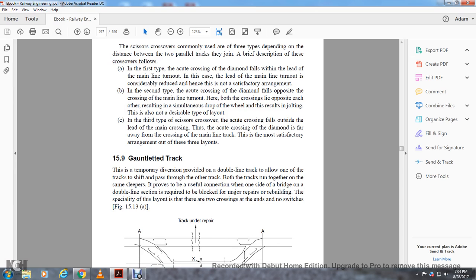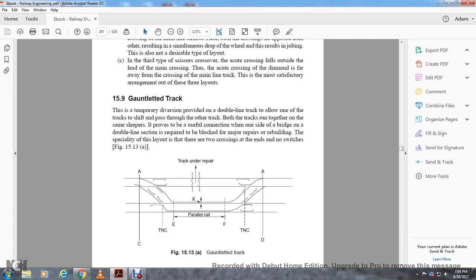Gauntleted track. A temporary diversion is provided with a double line track, which allows the track to shift from one path to the other, the two tracks running together on the same sleepers, to provide a useful connection on one side of a bridge over a double line section, required when the other track is blocked for major repair of the bridge. A special layout has two crossings at the end and no switches. This shows the gauntleted layout: a track under repair, a parallel line, and theoretical nodes A, C, and AD.